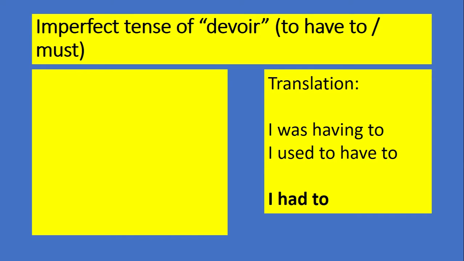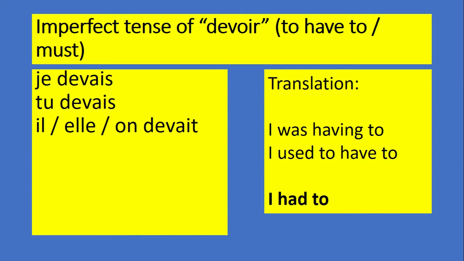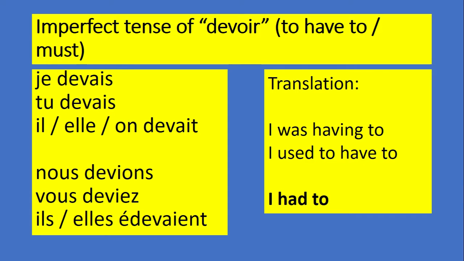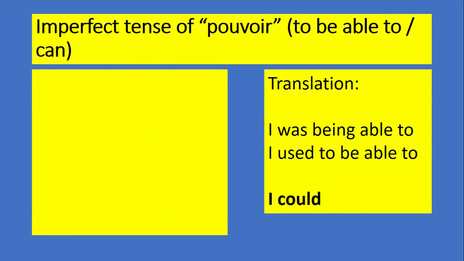Devoir, the verb to have to or must. Je devais, tu devais, il devait, nous devions, vous deviez, ils devaient. Oops, a bit of a mistake there. I don't know why that E accent is in front of the devait. Just ignore that. Apologies. Literally it can be translated as I was having to, I used to have to. When I was small, I used to have to wake up at 9 o'clock. But it might be better English to translate that imperfect tense as I had to.